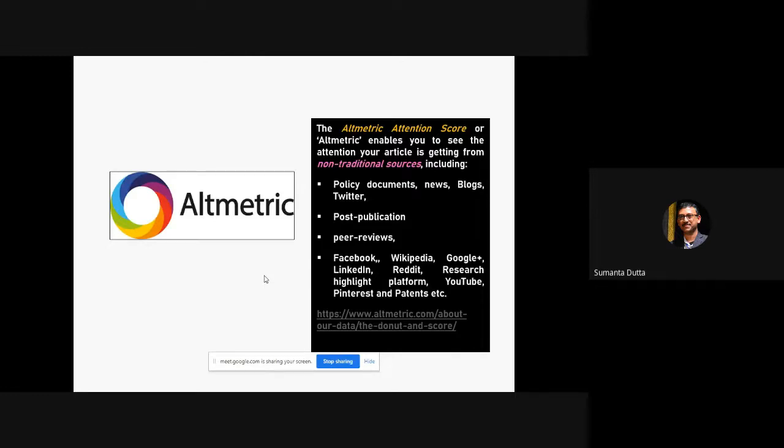That means the Altmetric attention score takes into consideration non-traditional sources. That is the most important thing. There are three important factors. Before I come to these factors, let me tell you what sources are taken: policy documents, news, blogs, Twitter, post-publication peer review, Facebook, Wikipedia, Google Plus, LinkedIn, research highlight platforms, YouTube, Pinterest, and patents. How it will work, I'm just showing you.